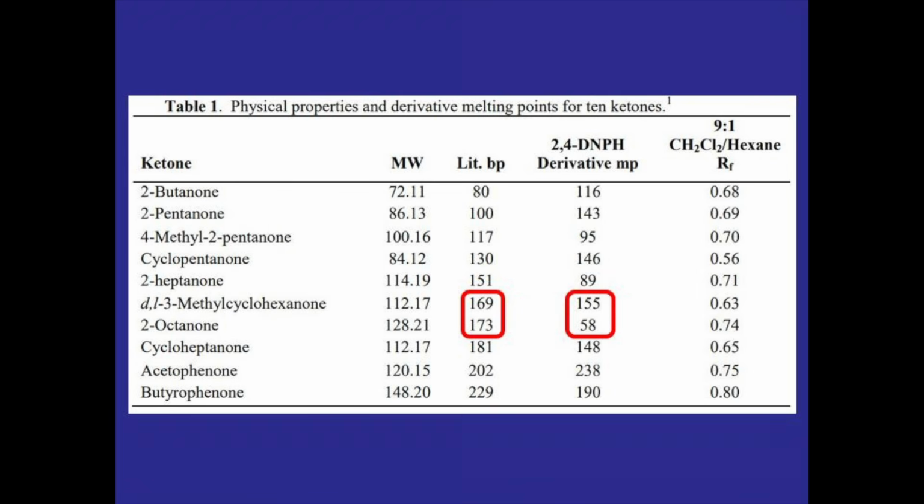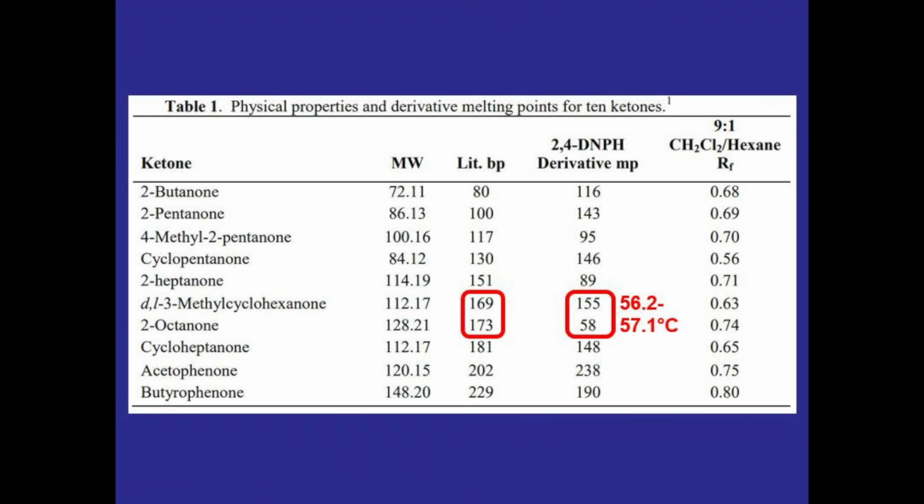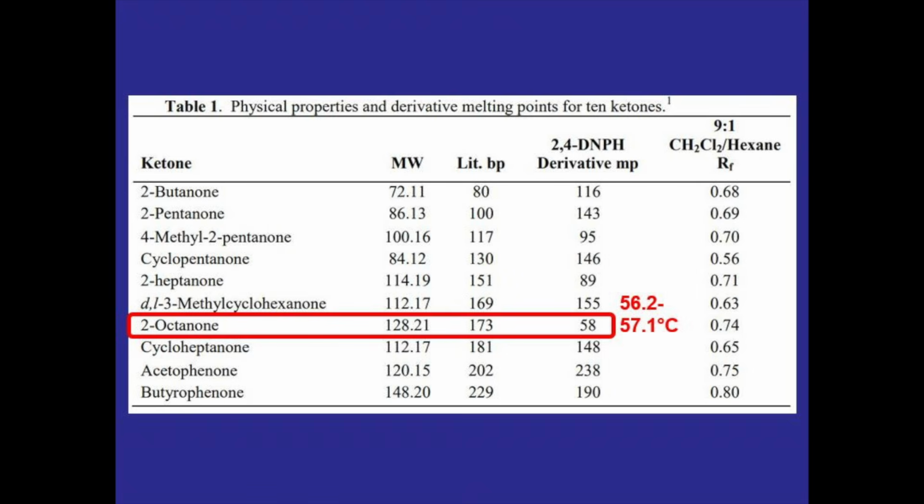But luckily, the melting points for the derivatives are very different from each other, and we should be able to distinguish which one we actually had based off of that information. If the derivative melted within this range, then we could pretty confidently say that we have this compound. But if the derivative melted within this range, then we would say that we actually had this compound.